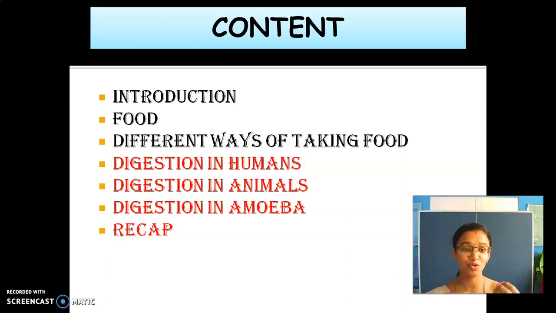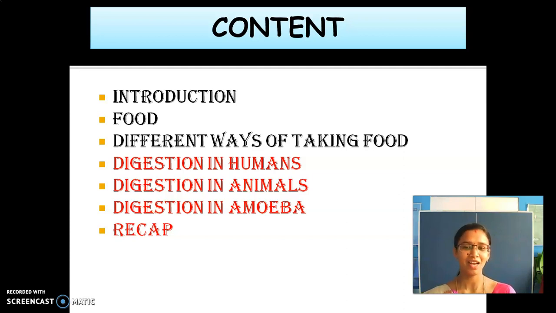So food. Why do we need food? Good. For getting energy to do work, and maintaining our body temperature. It regulates our body, helps in growth and development, and it helps to fight against disease. Am I correct or not? And then different ways of taking food.